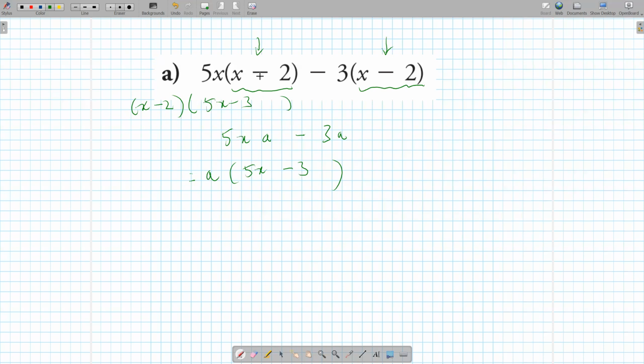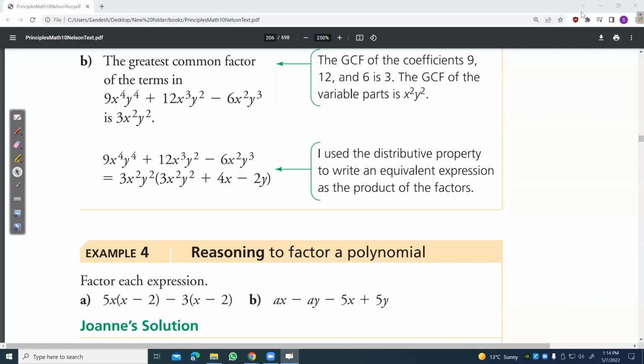So we're able to pull out a bracket. Doesn't matter how many terms are there in this bracket. Could be plus y cubed, plus z, whatever. As long as they have that in common, we can pull that entire bracket out. Let's try doing another one.